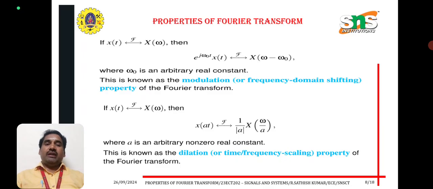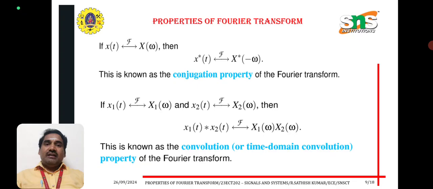X of t Fourier transform pair with X of omega, then x of a t Fourier transform pair with 1 divided by modulus of a times X of omega by a. This is nothing but the time or frequency scaling property of Fourier transform. Next, x of t Fourier transform pair with X of omega. Then x conjugate of t Fourier transform pair with X conjugate of minus omega. This is nothing but the conjugation property.